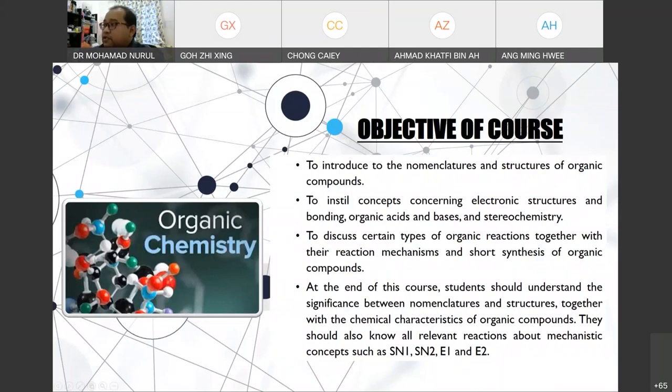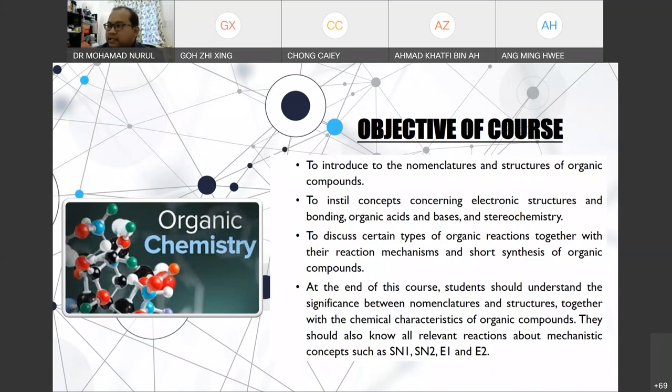The objective of this course is to introduce the nomenclature, how you can name the organic compounds, and the structures of the organic compounds. If I say methanol, you know how to imagine the methanol. The second one, to instill concepts concerning electronic structures, which is a micro factor in organic chemistry, and regarding bondings, how you can see the bonding is linear, the shape of bondings. Organic acid and base, which one is acid and which one is base, and stereochemistry.